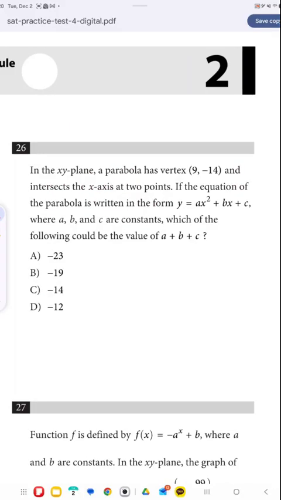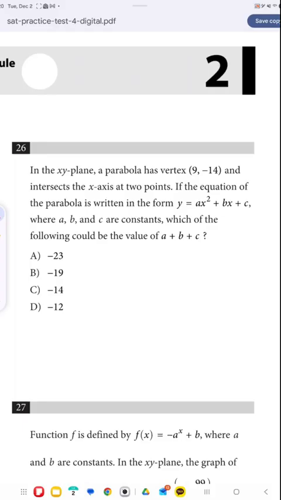Question 26. In the xy plane, a parabola has vertex (9, negative 14) and intersects the x-axis at 2 points. If the equation of the parabola is written in the form y equals ax squared plus bx plus c, where a, b, and c are constants, which of the following could be the value of a plus b plus c?